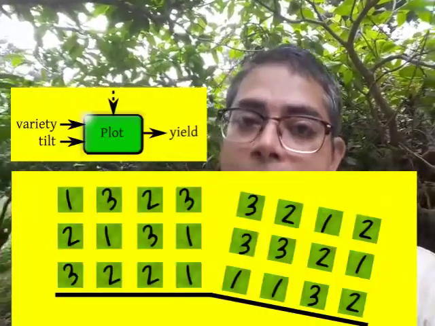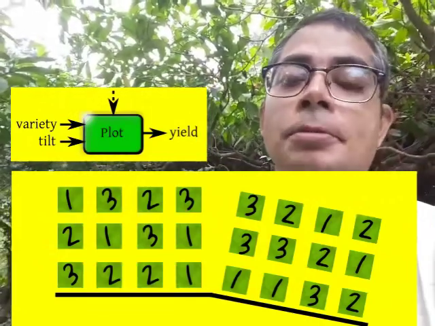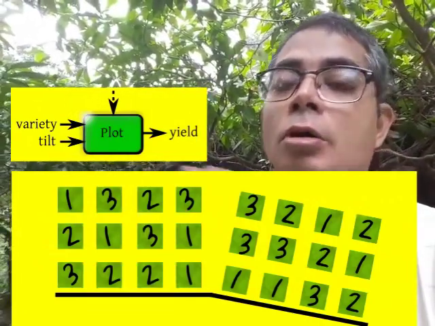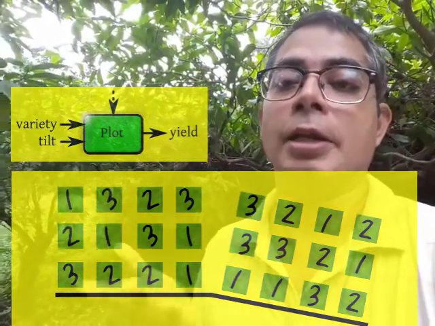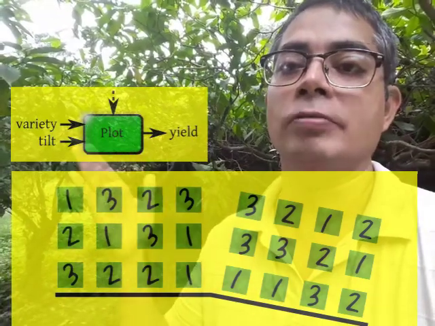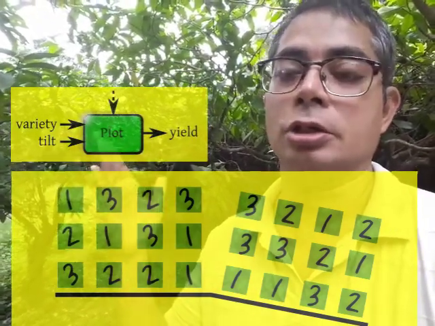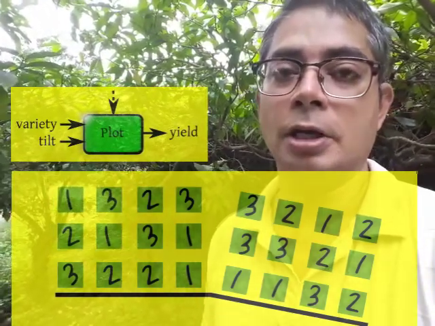In the last video, or the last but one video, we have seen how to tackle a situation where we have got two factors. The setup that we took as an example consisted of plots, where some of the plots were on the plain land and some were on the sloping ground. So we had three varieties and two tilts. These were the two factors.